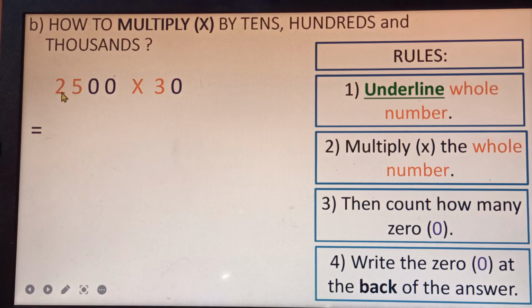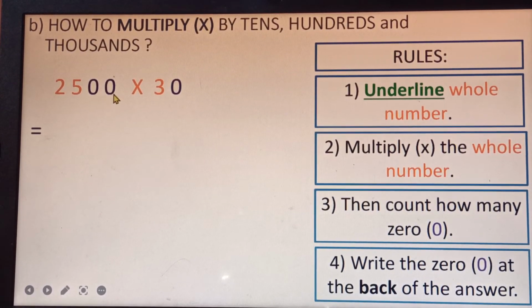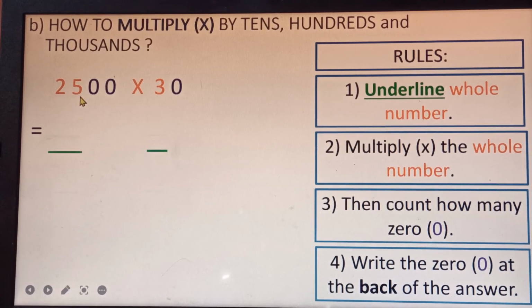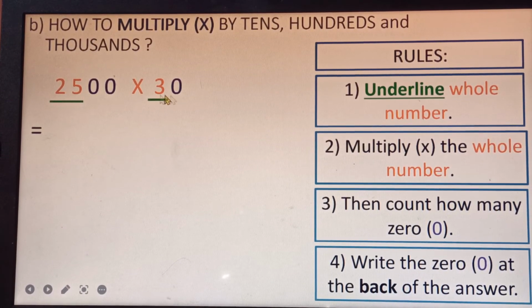Okay, next one. 2,500 times 30. Okay, let's underline the whole number di sini dulu. Which one is the whole number? Yang kamu nampak? Is it 2,500 semua whole number atau yang mana? Yes, 25 is the whole number. And sebelah sini, mana satu whole number? 3 is the whole number.